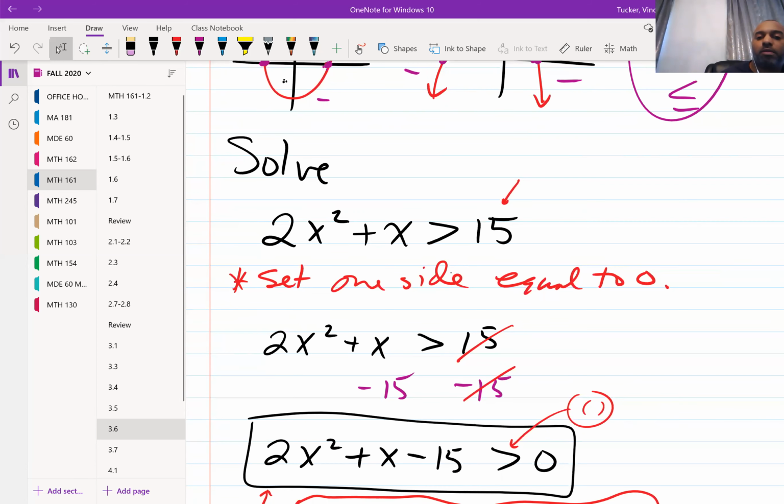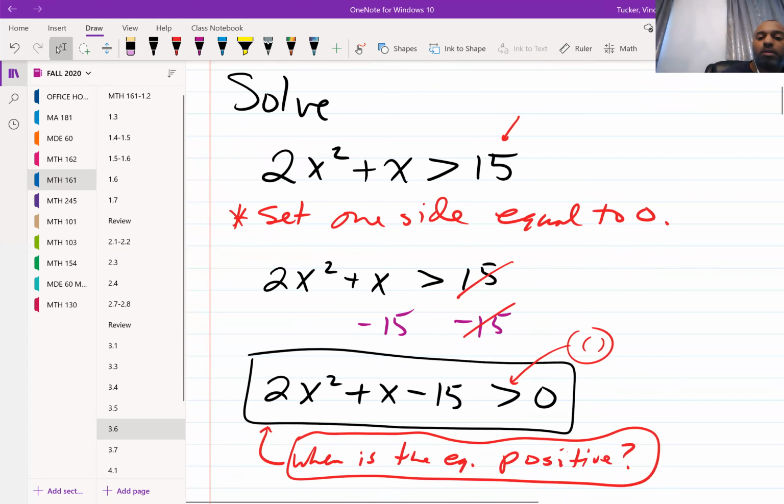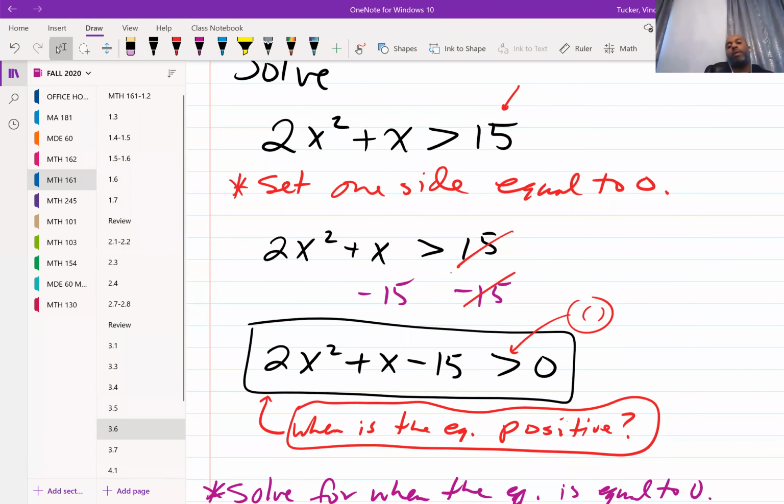All right. The reason why we're comparing it to 0 is because if something is greater than 0, it's positive. If something is less than 0, it's negative. So we want to know when is the equation positive? That's what we're asking here. When is 2x squared plus x minus 15 positive? When is it greater than 0?